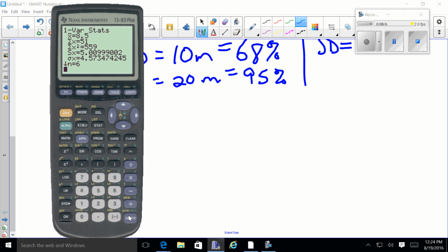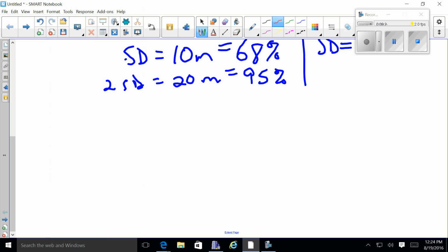But if you look at the SX, which is the standard deviation, that is 5. So that means that 68% of my data is 5 meters apart. So I'm going to write that down for you here. One standard deviation is 68% of your data. Why? I don't know, it just is.